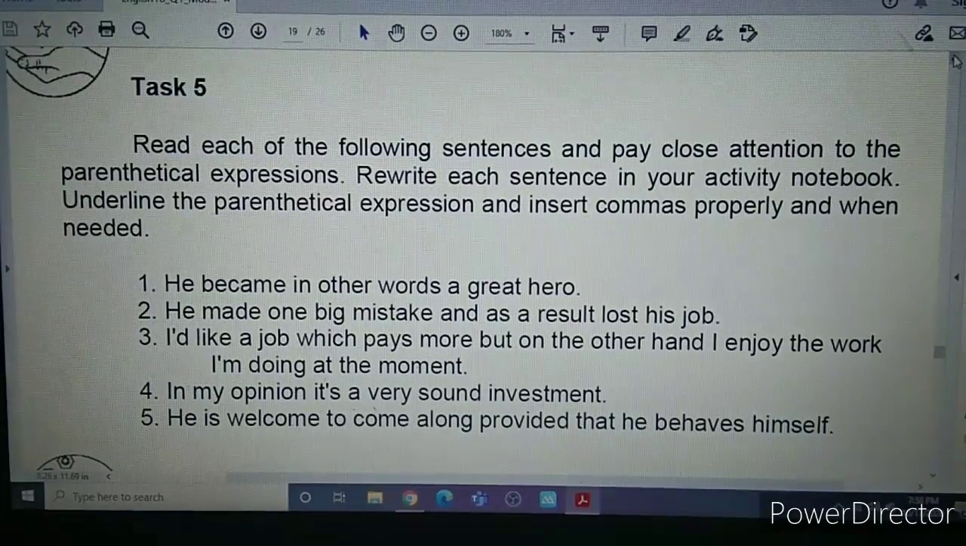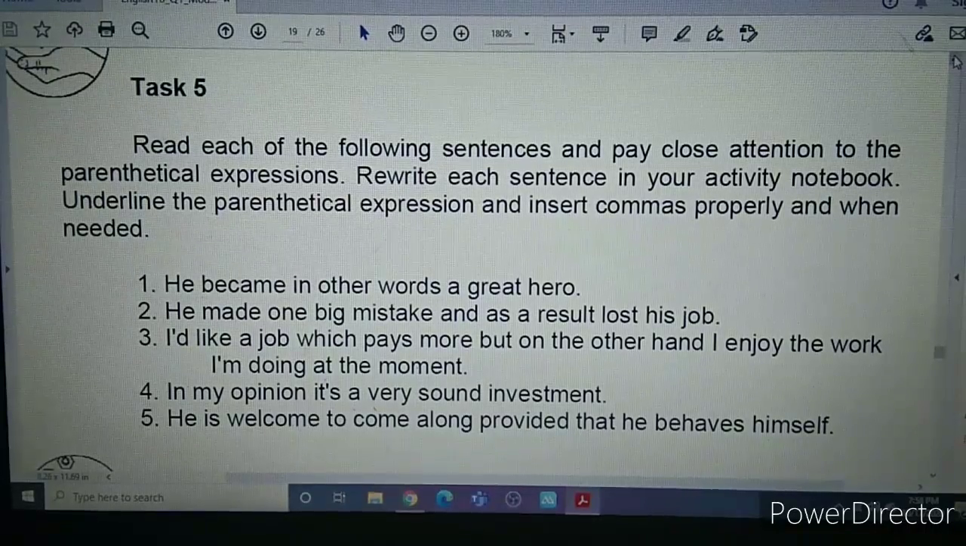Now let's move on to your next activity. We have task 5. You are going to read each of the following sentences and pay close attention to the parenthetical expressions. Rewrite each sentence in your answer sheet. Underline the parenthetical expression and insert commas properly and when needed. Again, rewrite each sentence in your answer sheet, underline the parenthetical expressions, and insert commas properly and when needed.